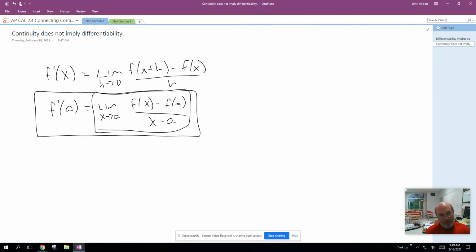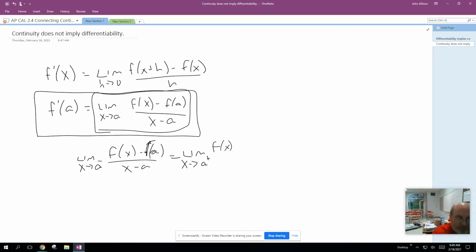Remember how we defined limits before. If the limit exists at a, then that means the limit as x approaches a from the left of f of x minus f of a over x minus a has to equal the limit as x approaches a from the right of f of x minus f of a over x minus a.